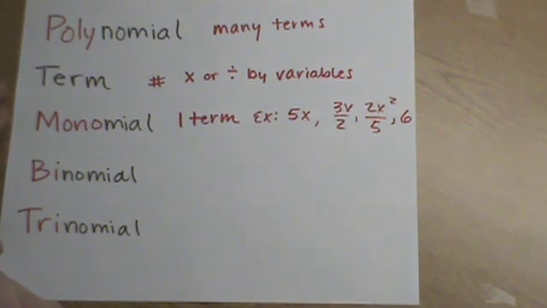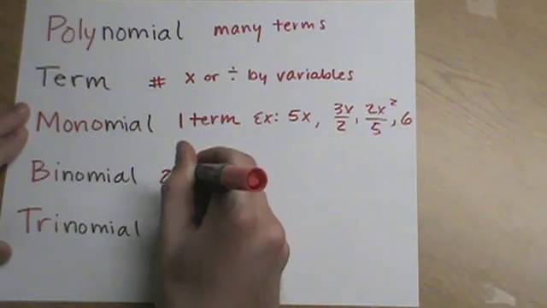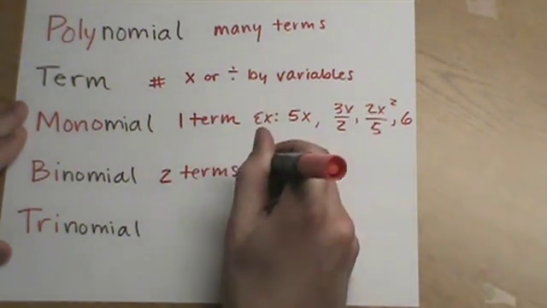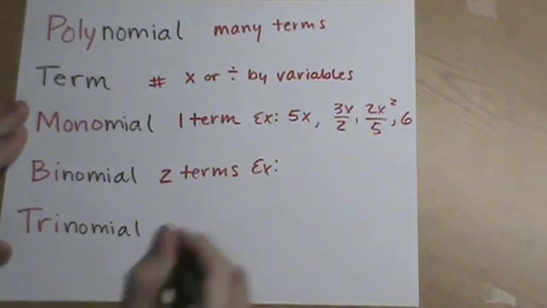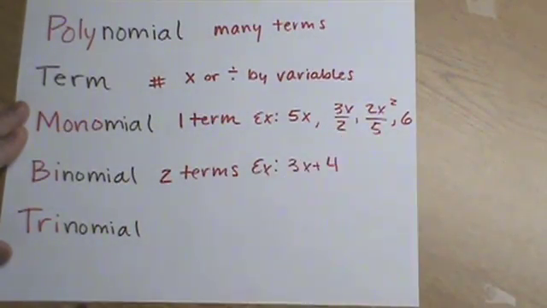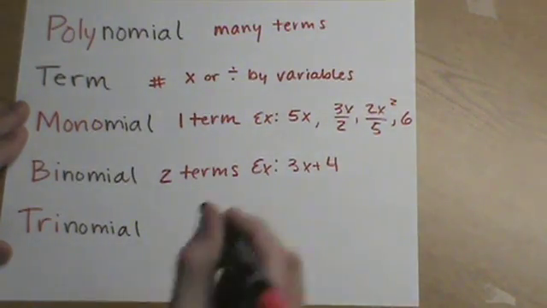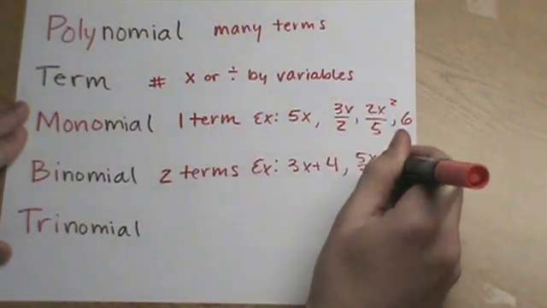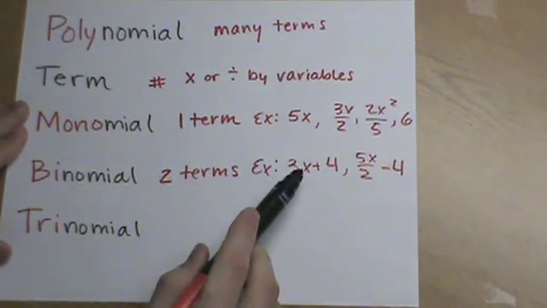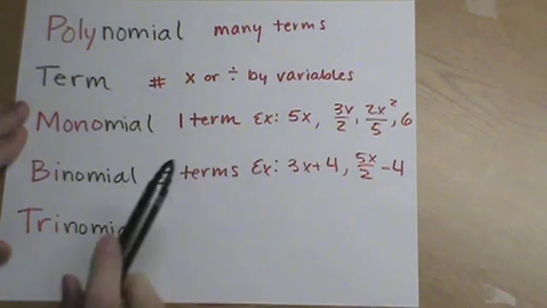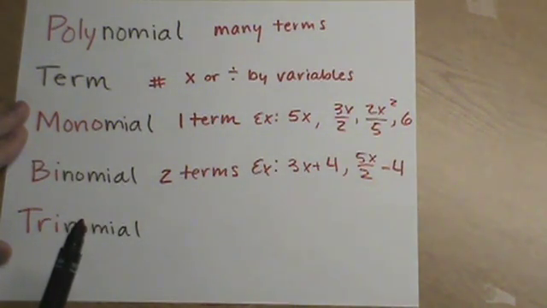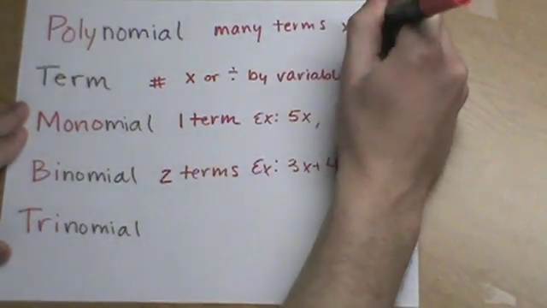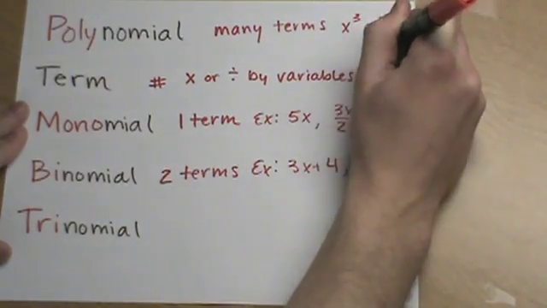Now binomial. Binomial, you can think of bilingual, meaning you can speak two languages. So binomial would be two terms. And examples of those could include 3x plus 4 or 5x over 2 minus 4. Notice we have an x, and then we have another term, the 4. When we say many terms, we're talking about the exponents. So x cubed, x squared, x, a number.